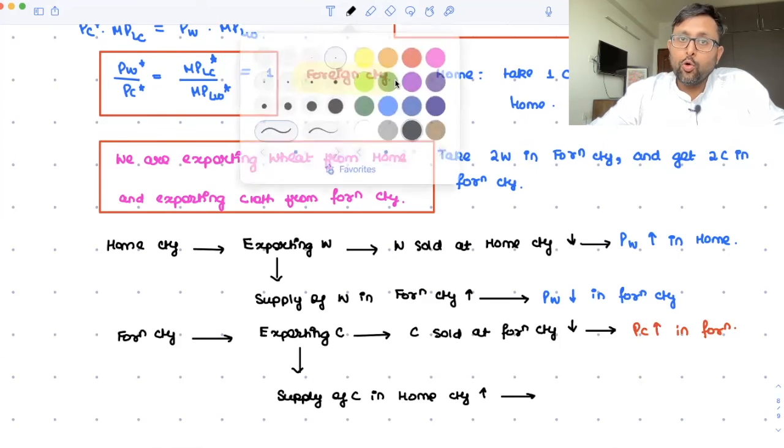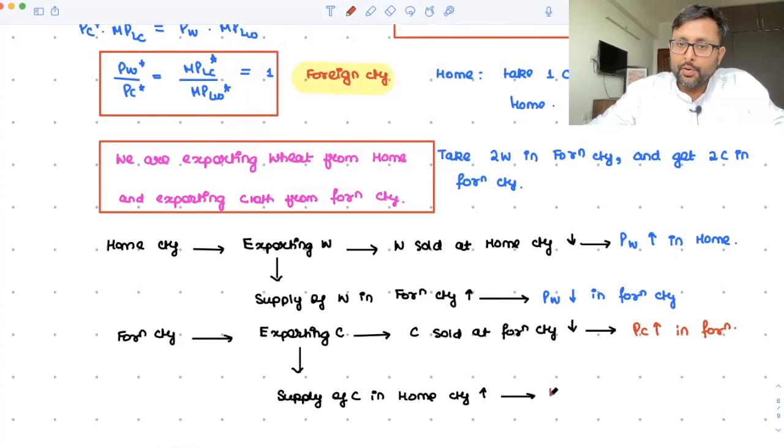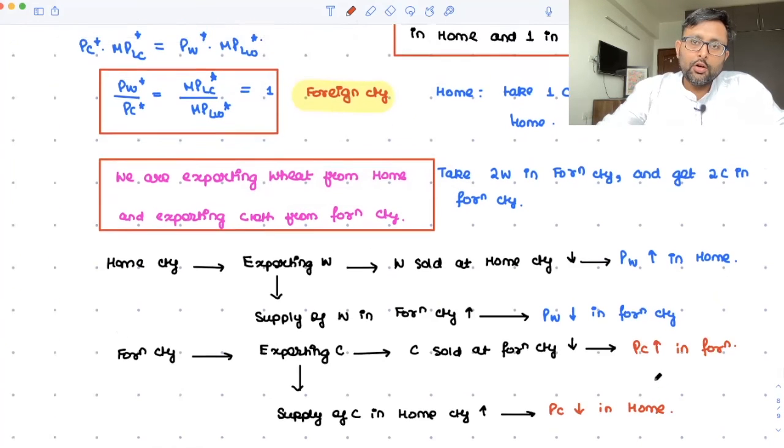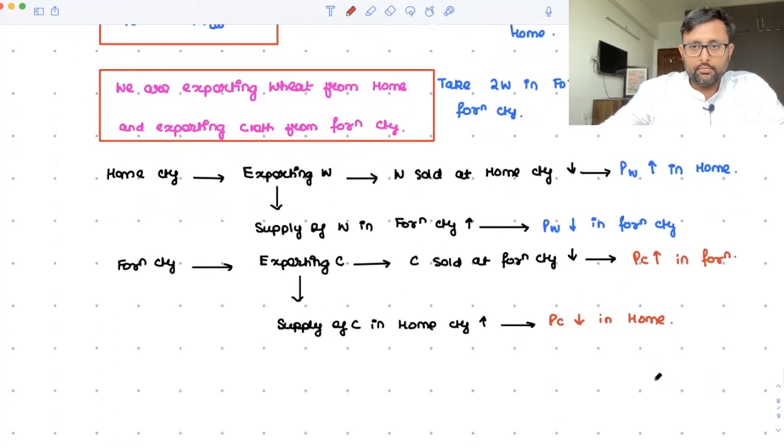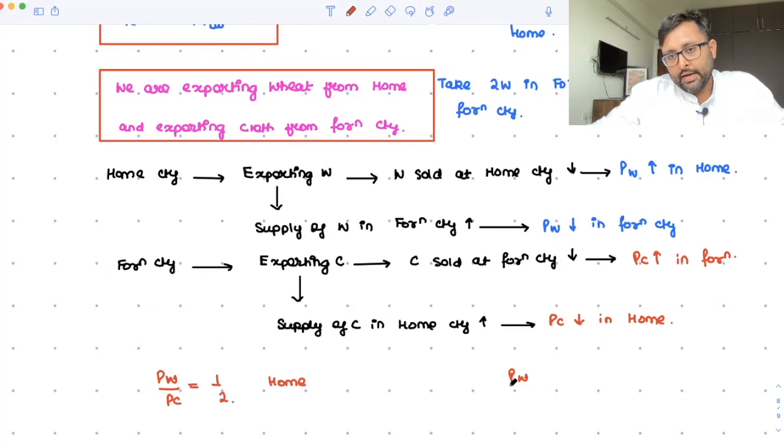When supply of cloth in the home country is going to increase, then what will happen to the price of cloth in the home country? Price of cloth is going to fall in the home country. Don't you think that you started with PW by PC equals to half in the home country and PW by PC equals to 1 in the foreign country? No.